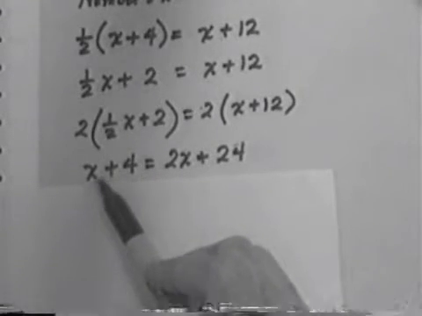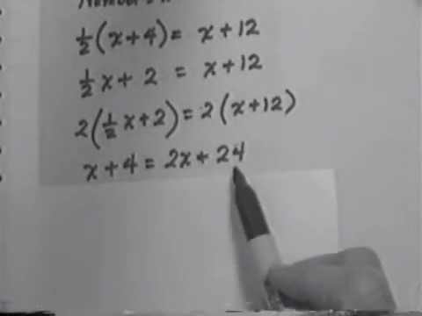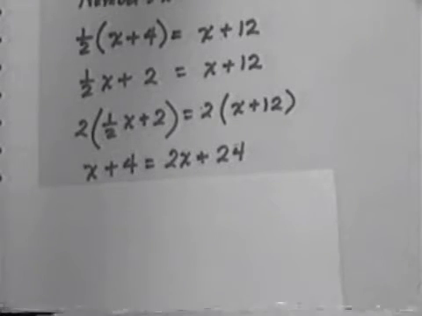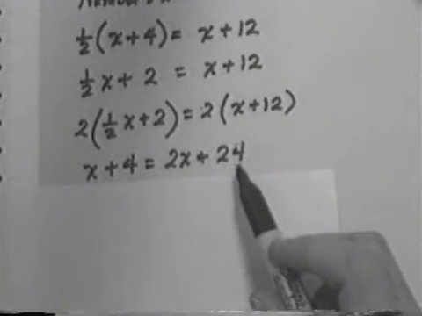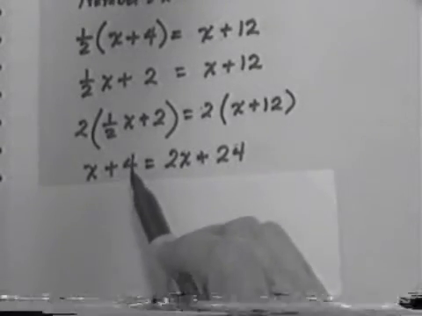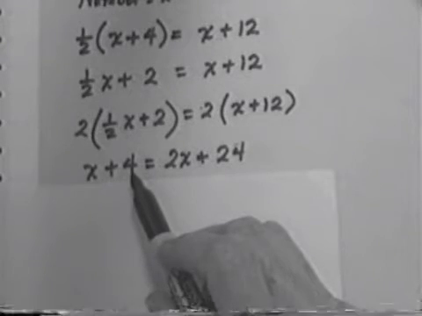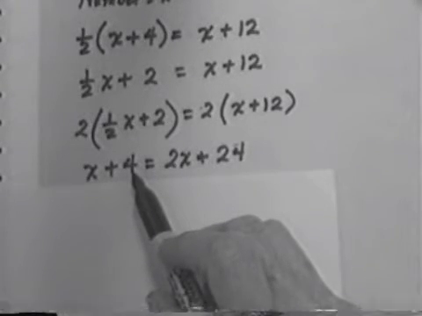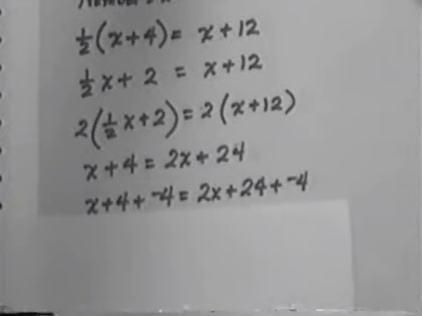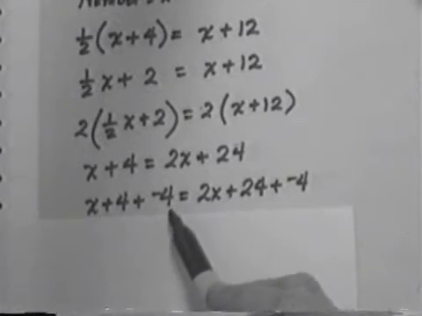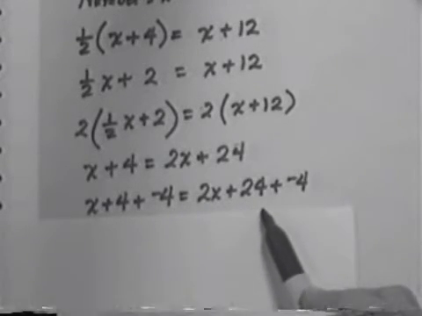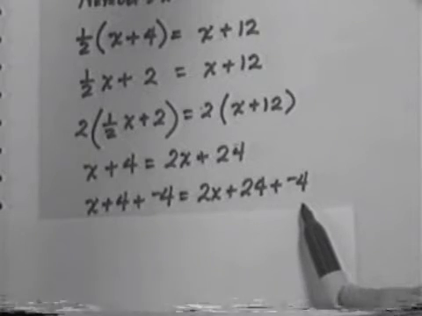Now we have variable and constant on the left, variable and constant on the right, and so we sort laundry. We need to get the variable terms on the left, the constant terms on the right. That means we will remove the 4 from the left. To remove the 4 that's added, we add its opposite, so we'll add -4 to both sides of the equation. This gives us X plus 4 add -4 equals 2X plus 24 add -4.